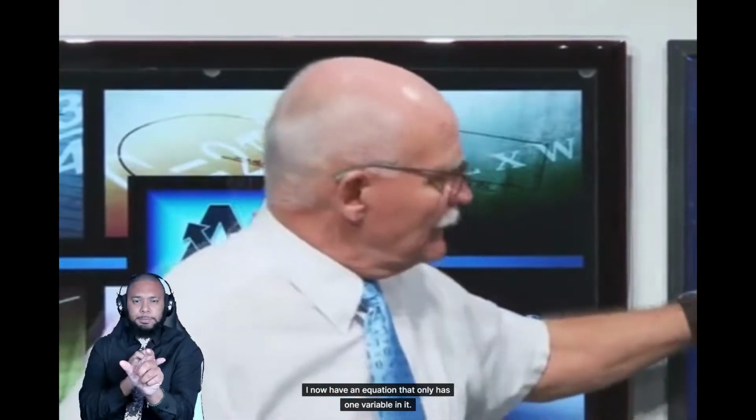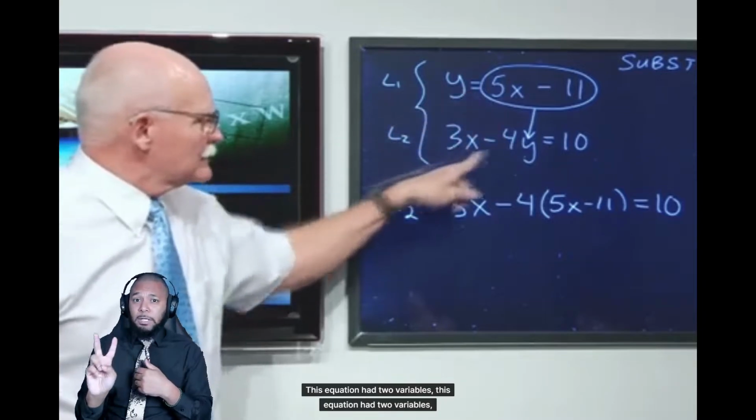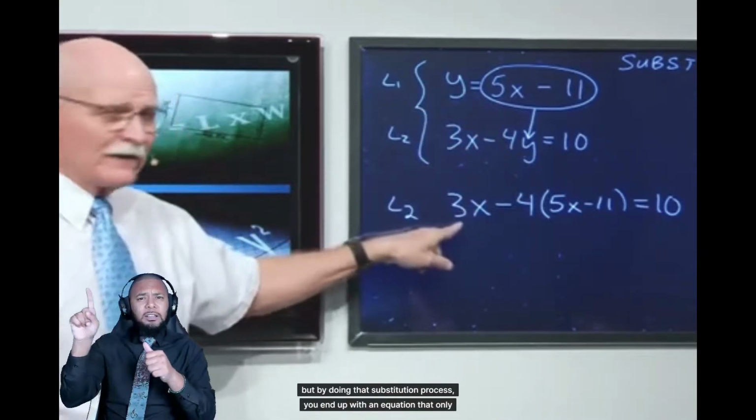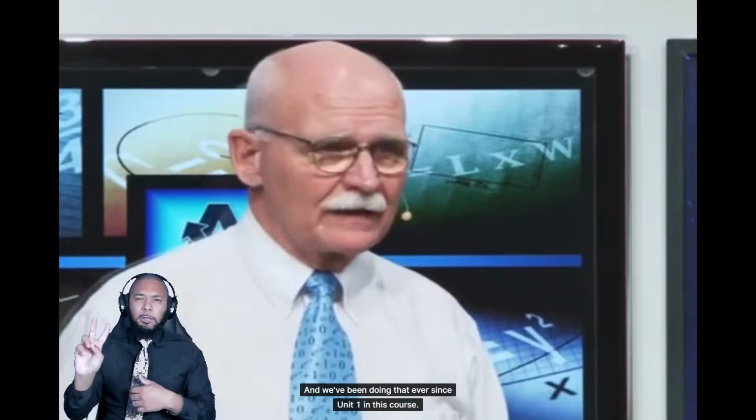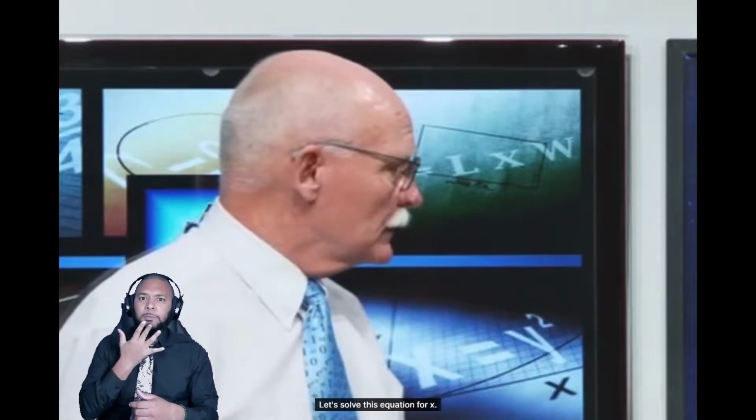And notice then when that happens, I now have an equation that only has one variable in it. This equation had two variables, this equation had two variables, but by doing that substitution process, you end up with an equation that only has one variable in it, and we've been doing that ever since Unit 1 in this course. Let's solve this equation for x, okay?